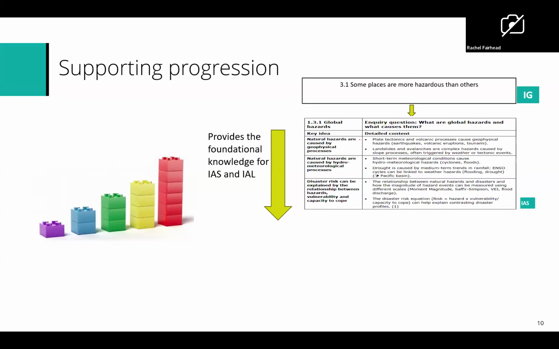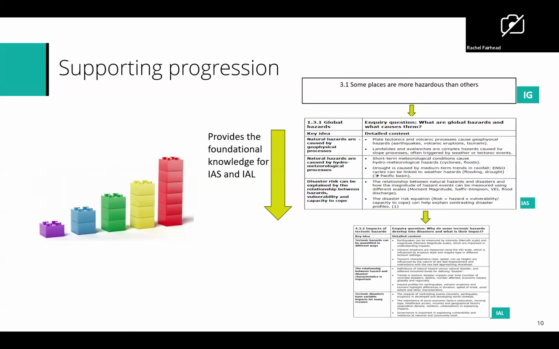What are the dangers? How are they caused? What is the risk management? What is the vulnerability? And then you go to the A level, and then it's the impact of hazards. So hopefully that gives you an idea of how it goes from looking at general concepts of hazardousness to what causes them, and then why do some tectonic hazards develop into disasters? So that should show you the progression of concepts in that particular area of geography. And the idea is that the IG starts you on that progression.